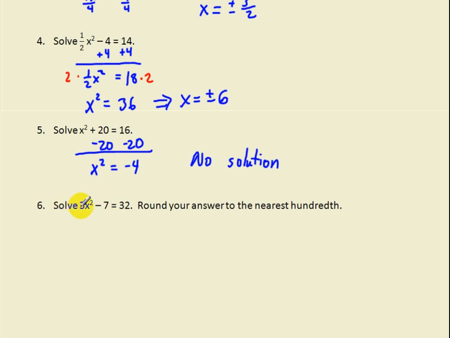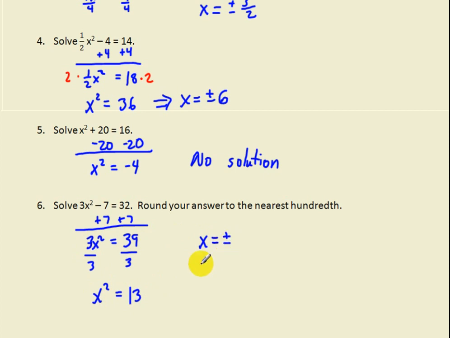Okay, number 6, solve 3x squared minus 7 equals 32, and round your answer to the nearest hundredth. That's kind of a clue that this won't be an integer more than likely. So again, we have a multiplication and a subtraction. We'll undo the subtraction first by adding 7. So we get 3x squared is equal to 39. And then divide each side by 3, and we get x squared equals 13. Then we'll take the square root of each side. So x equals plus or minus the square root of 13.